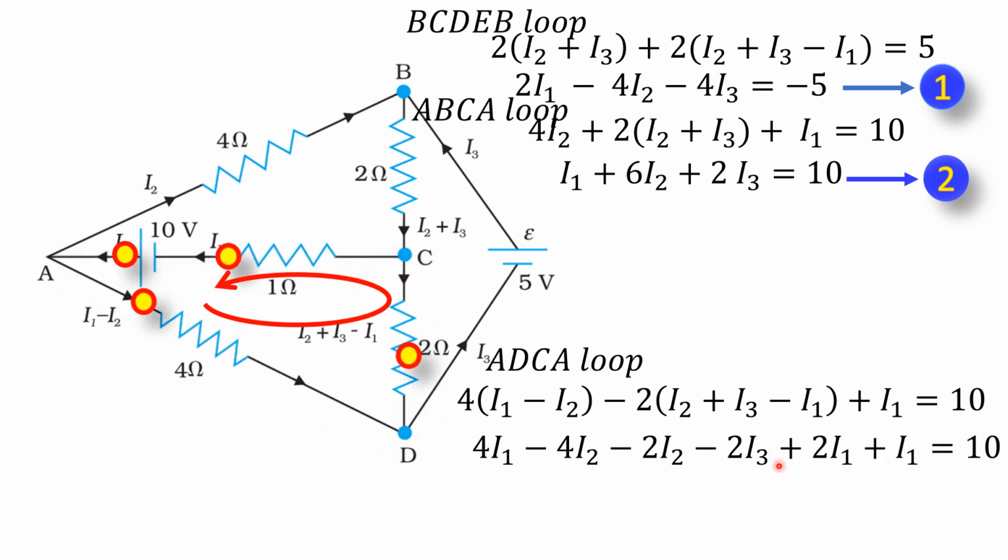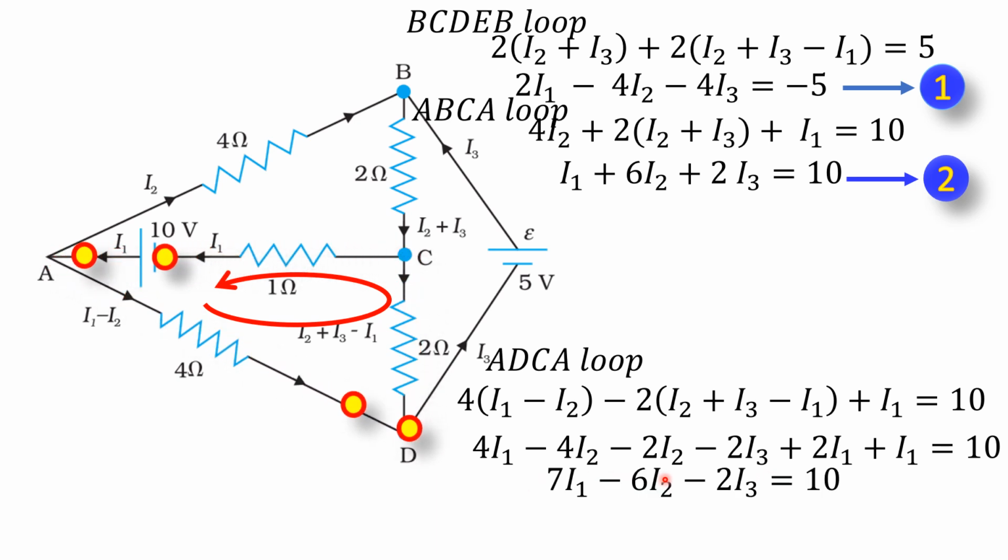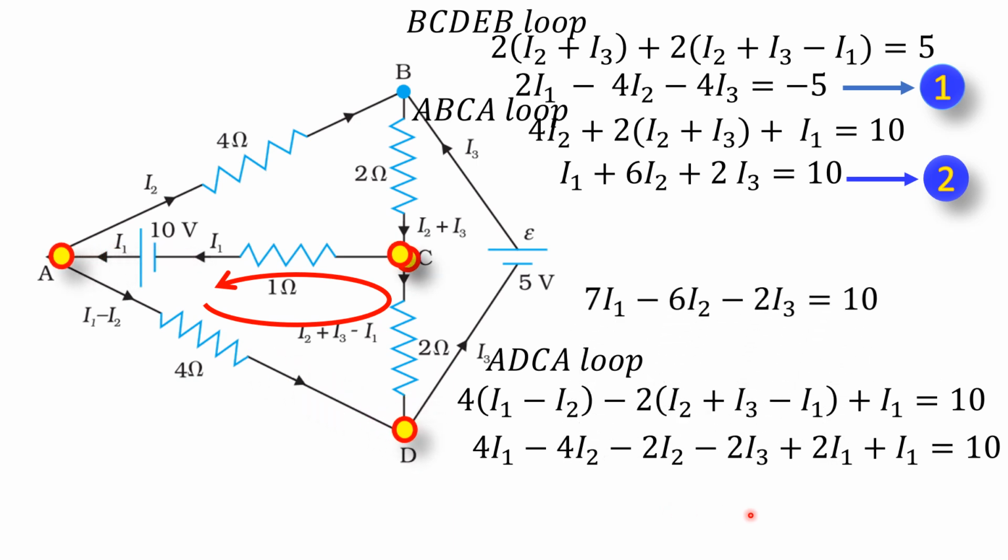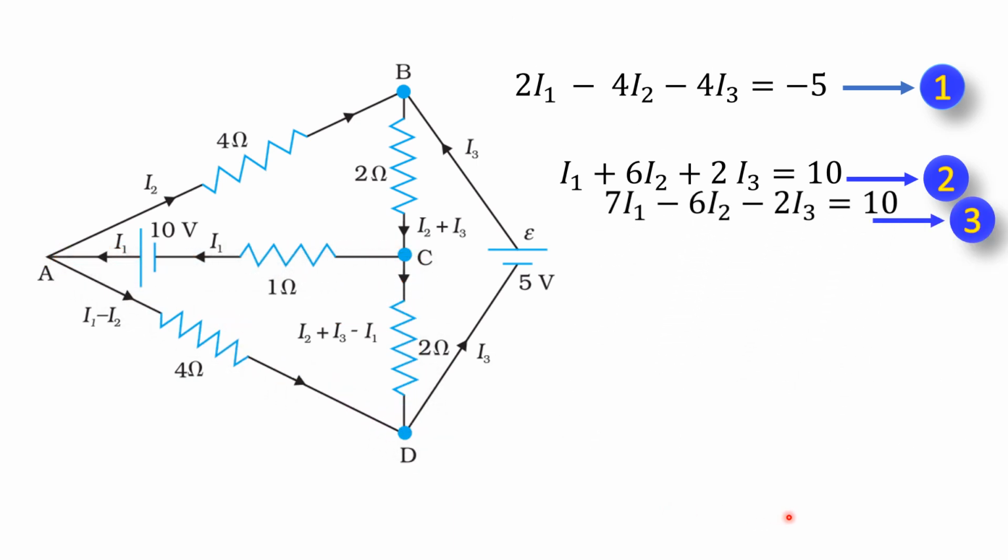Expanding this equation, we get 4I1 plus 2I1 plus I1, it is equal to 7I1. Next, minus 4I2 minus 2I2, minus 6I2. So 7I1 minus 6I2 minus 2I3 is equal to 10. Let's consider this is equation 3. Now we have 3 equations.